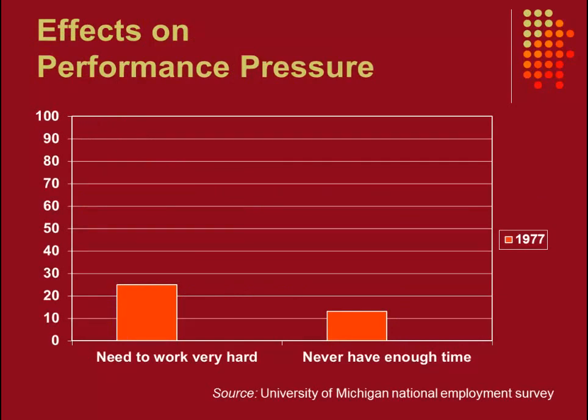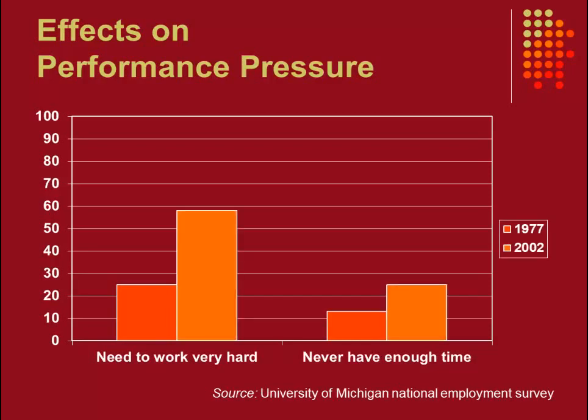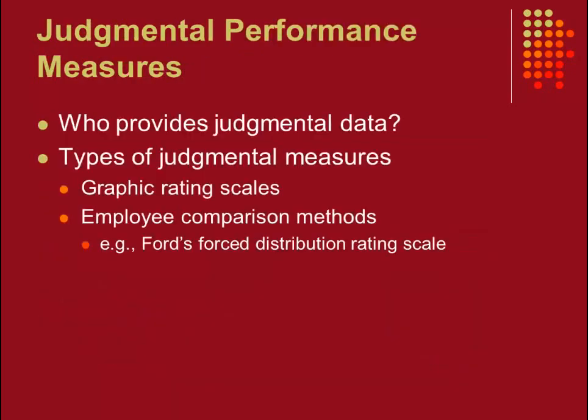increased performance pressure. A longitudinal study by the University of Michigan asked workers whether they have to work very hard on their jobs and whether they feel like they never have enough time to get their work done. As we can see, there are increases in the proportion of employees who responded yes to both of these questions between 1977 and 2002. A forced distribution system would likely exacerbate these feelings.